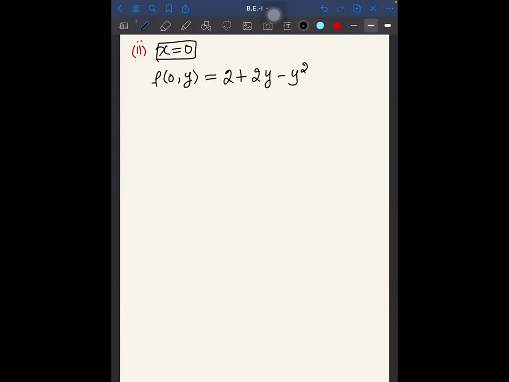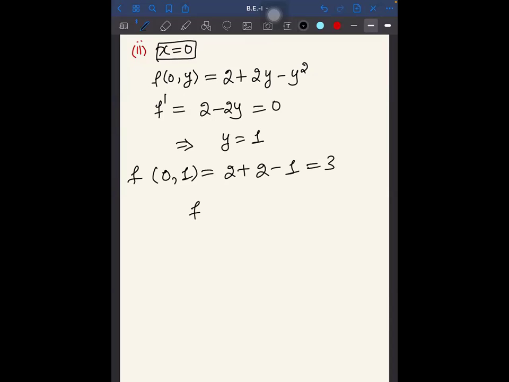Now, this is again a new function, but having the same characteristic, that it is a function in one variable. So if we want to compute the maxima and minima, we simply take the derivative. That becomes 2 minus 2y, and we set it to 0. So y will be 1. So our point will become (0, 1). So f of (0, 1) would be 2 plus 2 minus 1, so 3. So f of (0, 1) is 3.